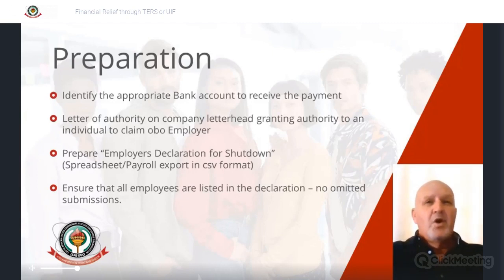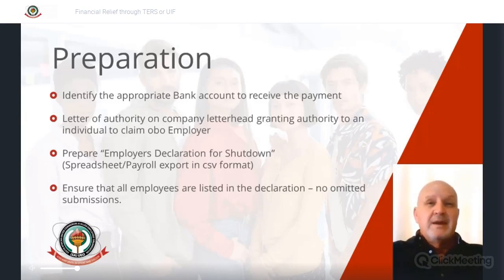The next one is a bit more involved, and that is your employer's declaration for shutdown. It's a spreadsheet or your payroll that you export into the CSV format. The reason why I say this is involved is you have to study the TERS guide that you will receive when you register for the appropriate formats and the information required.